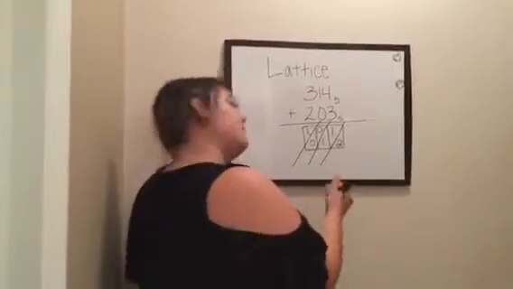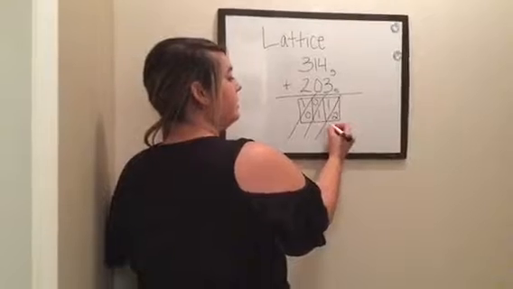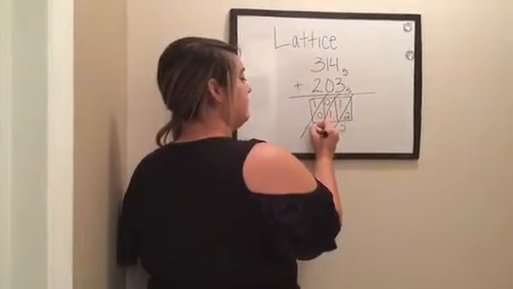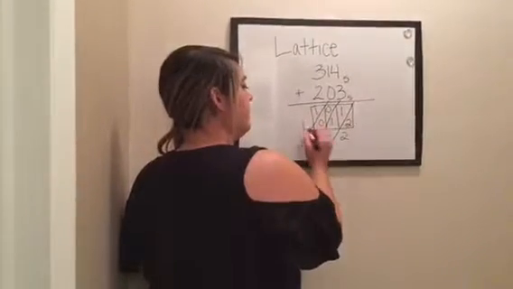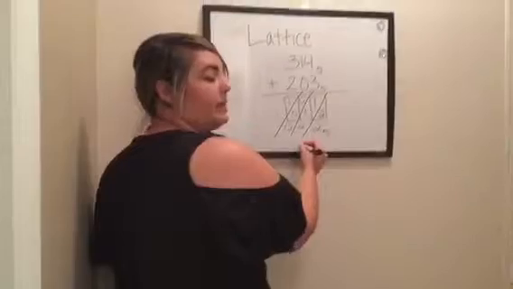With the lattice method, you add diagonally for your answer. So our answer is 1,022 in base 5.